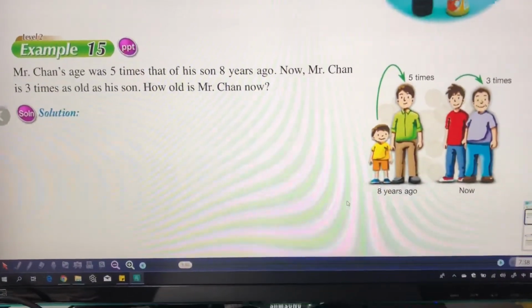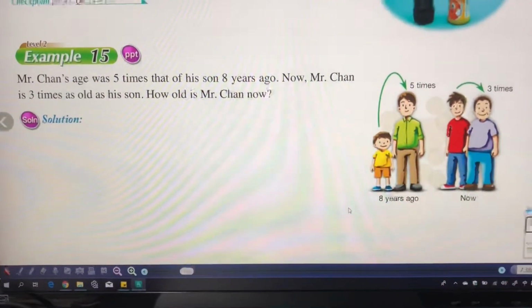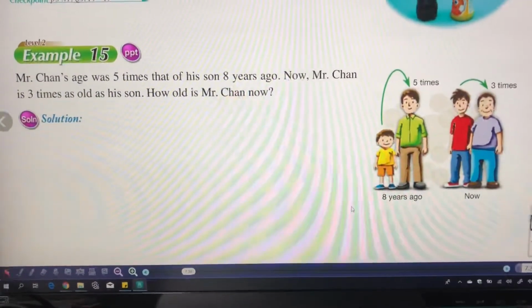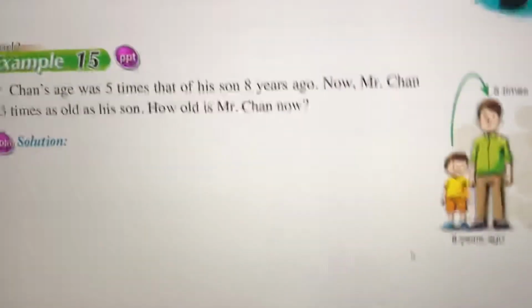We are continuing with chapter 7.5, application of simultaneous equations. In this video, we will talk about another popular type of question that we may see in a quiz or test. This is about age, okay, the question about age. Let's take a look at this question.